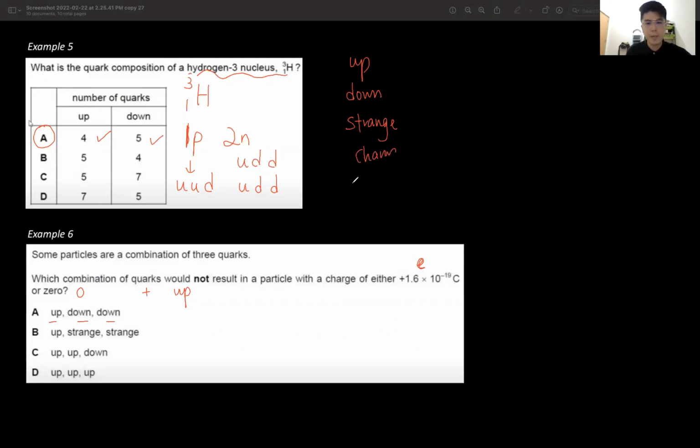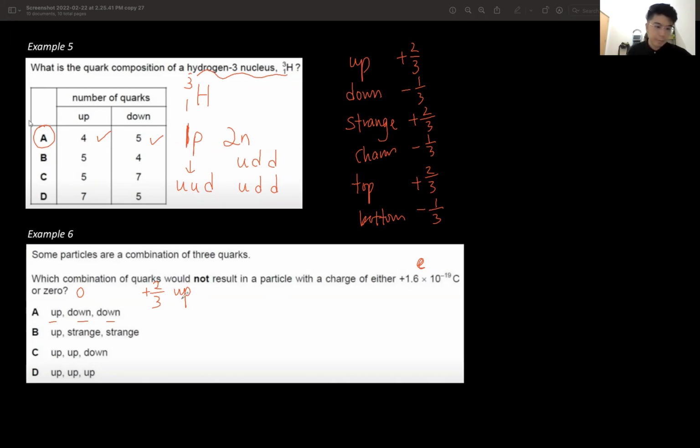Strange, charm, and top, bottom. Okay, so this one is plus 2/3. This is minus 1/3, and then same, alternate. Okay, plus 2/3, minus 1/3. So just remember the placement. Okay, so up is the first one. This is the 2/3 plus 2/3 E.